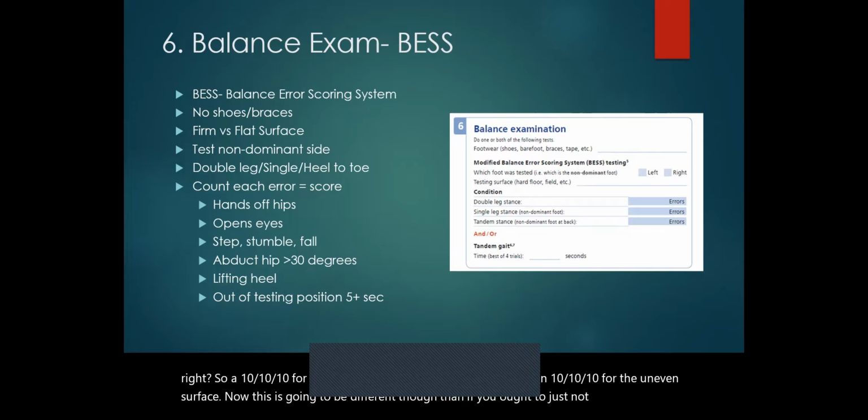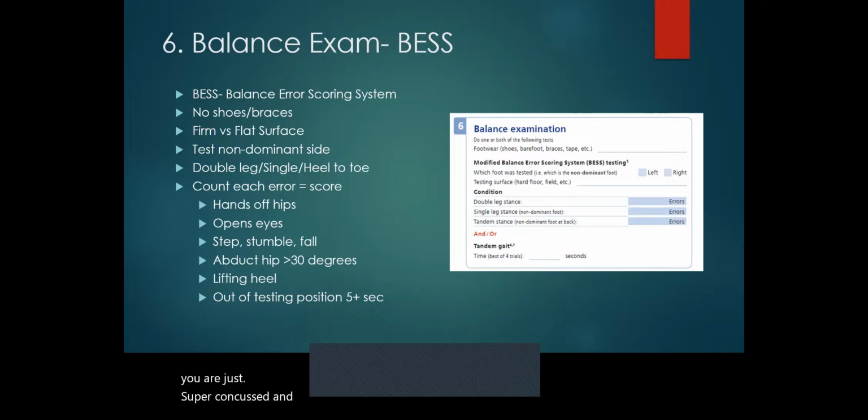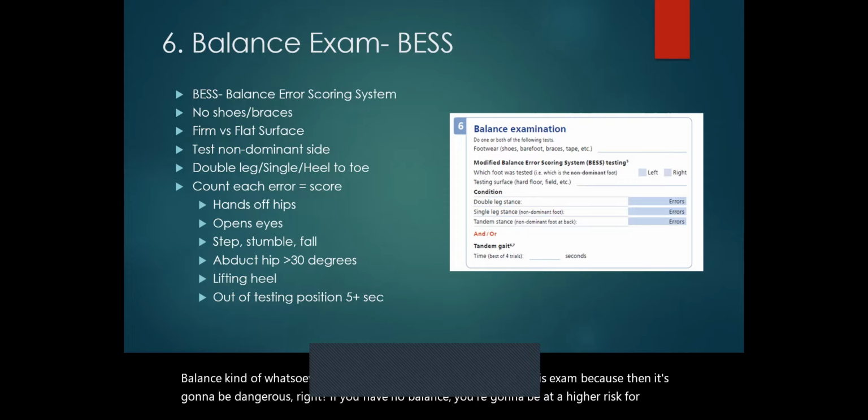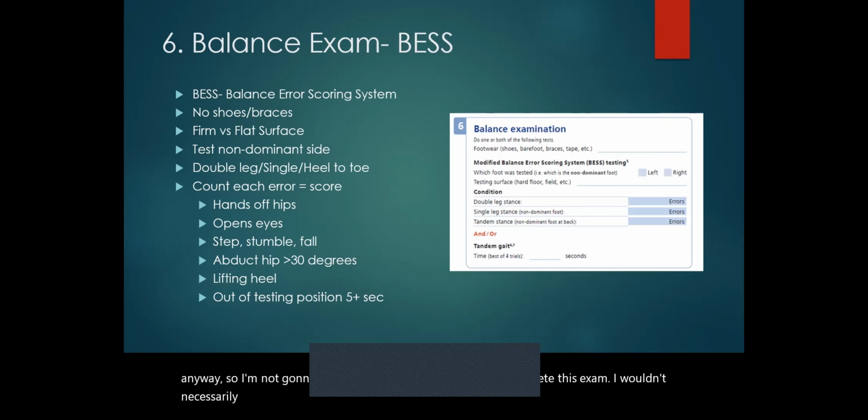So if you are just super concussed and have no balance whatsoever, I'm not going to force you to complete this exam because then it's going to be dangerous, right? If you have no balance, you're going to be at a higher risk for falling anyway. So I'm not going to risk further injury by forcing you to complete this exam. I wouldn't necessarily just record a score of 60. Instead, I would write that this exam was not completed due to balance deficits, right?